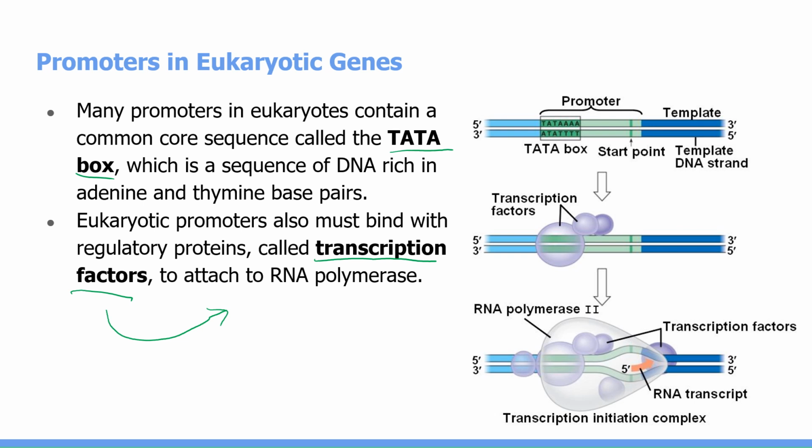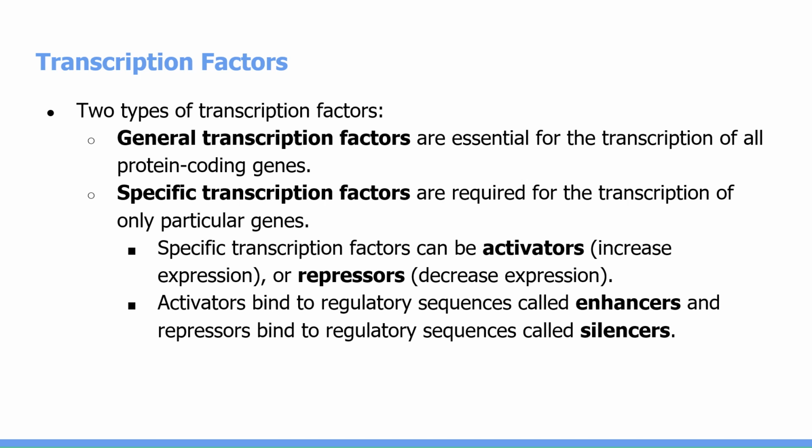Okay, so again, y'all can see the process here. We have the TATA box, transcription factors bind to the promoter site, and then the transcription factors help attach the RNA polymerase. Boom, done. So there are two types of transcription factors. The first one is general transcription factors, essential for the transcription of all protein coding genes. Then we have the specific ones that are required for the transcription of only particular genes.